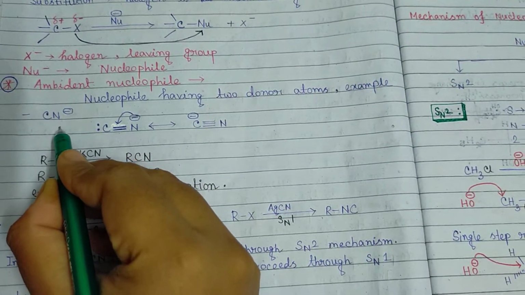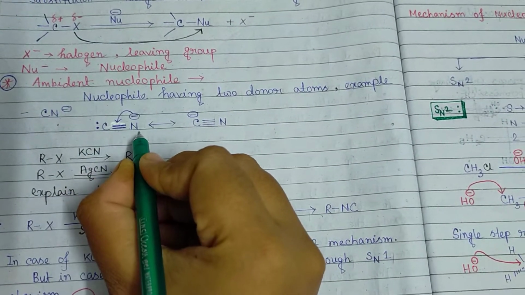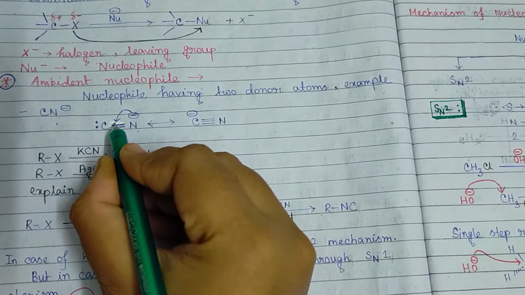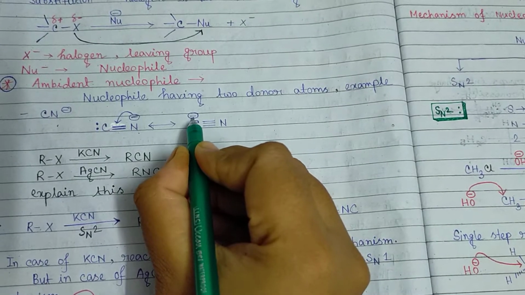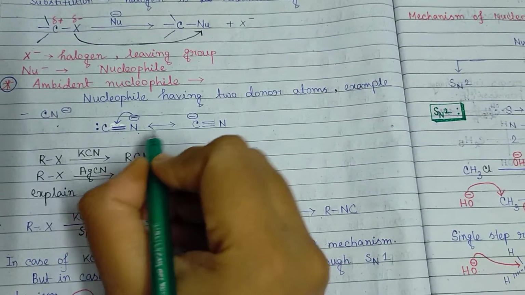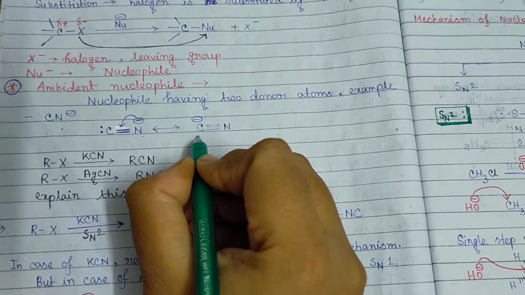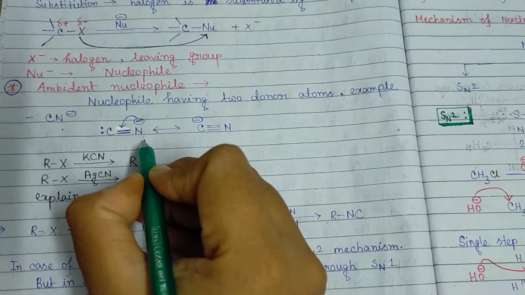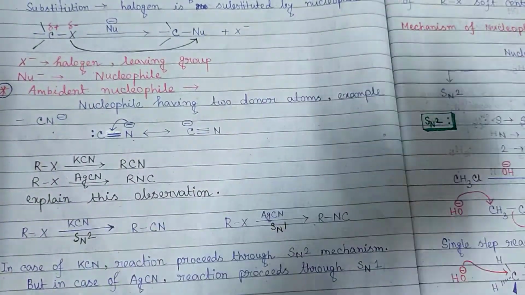in which we can give the example of cyanide. We can see that in this structure the nitrogen atom has the negative charge, and after resonance we can see that in this structure the carbon atom has gained the negative charge. So both atoms, nitrogen and carbon, can act as nucleophilic center, or can attack any positive charge. So cyanide is the ambident nucleophile.